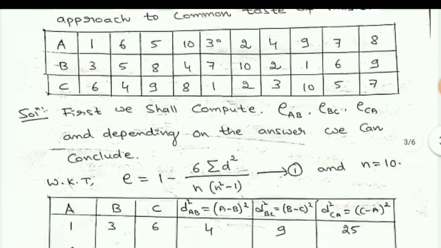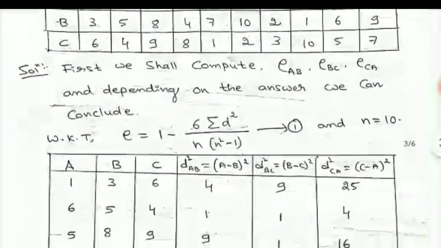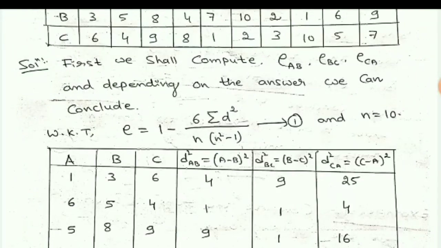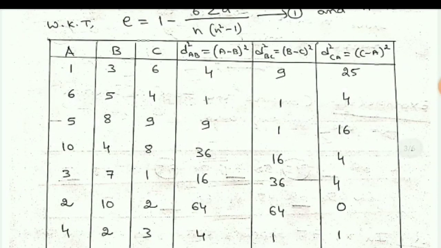What is the formula? Same. All the values are different in each row. So the formula is 1 minus 6 times summation d square by n into n square minus 1. As usual, write down the first 3 columns as A, B, C. That is for my understanding, how I prepared the table. And in the fourth column, we'll find d square of AB. AB means first and second. How to write? 1 minus 3, that is minus 2, square is 4.